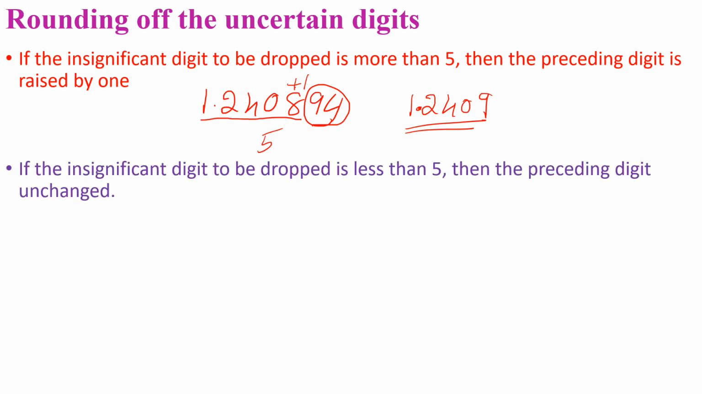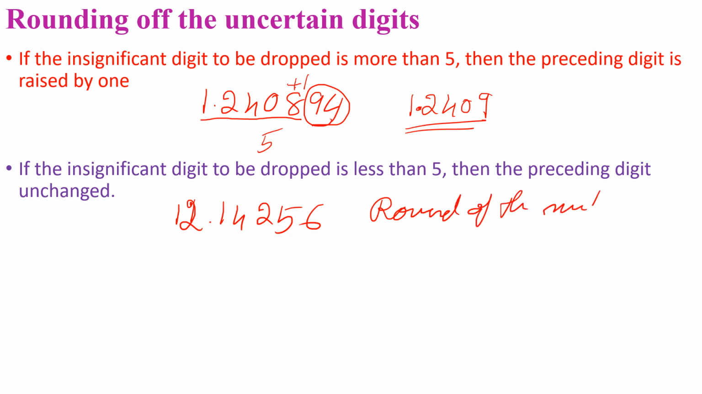Now suppose the insignificant digit to be dropped is less than 5, then the preceding digit is unchanged. Say for example, it is 12.14256. They may ask you this: round off the number to 5 decimal places.